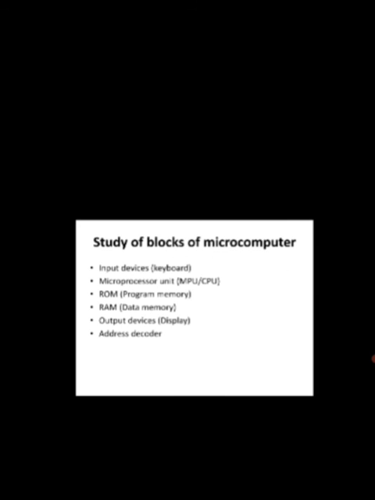So we have studied the significance of this microcomputer. The blocks were input devices, keyboard, MPU, CPU, ROM, RAM, output devices, that is display, and address decoder. In this lecture we have studied the block diagram of a computer, the block diagram of a microcomputer, and the block diagram of a generic microprocessor, and we have studied the significance of all the blocks. In the next lecture we will start with the microprocessor 8085 and its pin diagram.